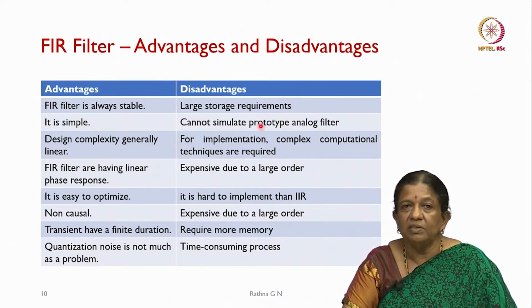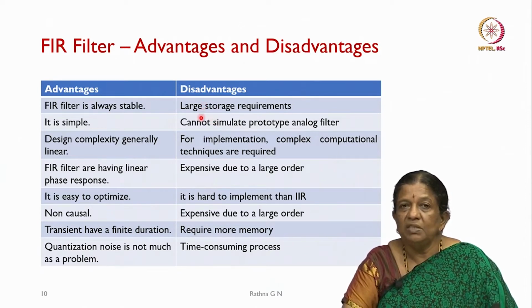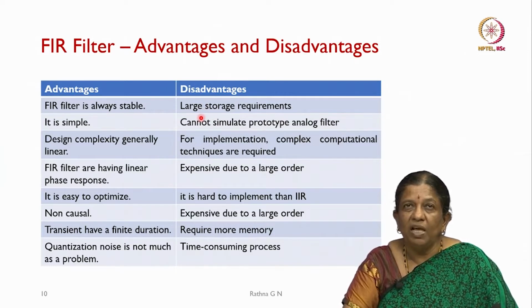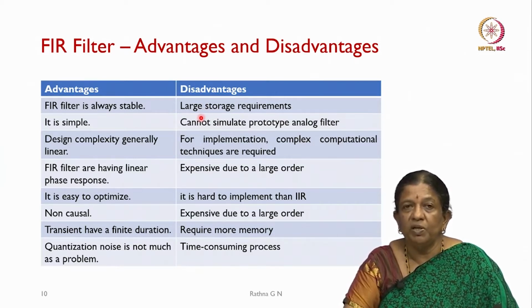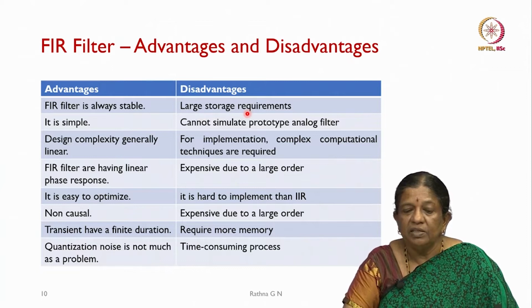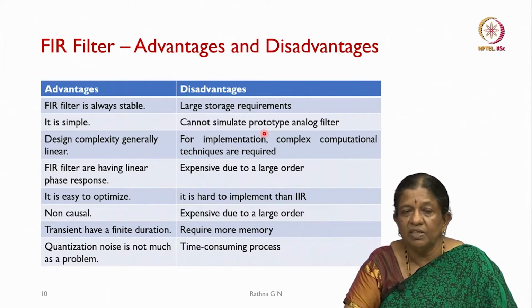What are the disadvantages? The order of the filter, we usually say an FIR filter, is equivalent to an open loop system. It requires large storage basically. So it has storage requirements, and it cannot simulate a prototype analog filter. An IIR filter, infinite impulse response filter, we will take in further classes.